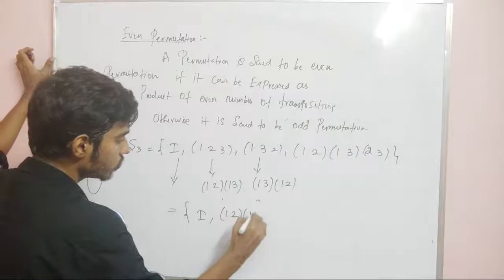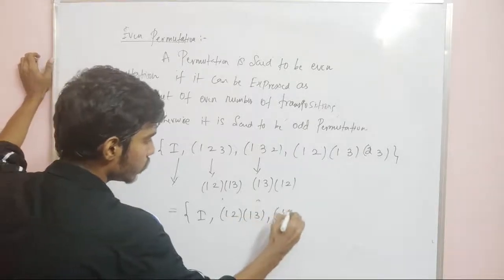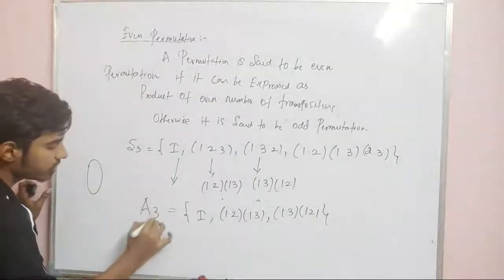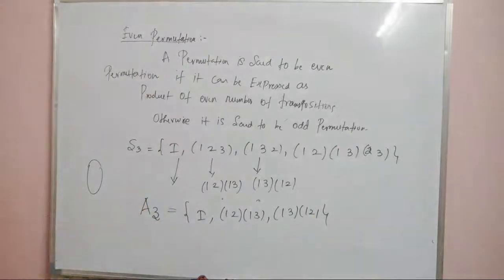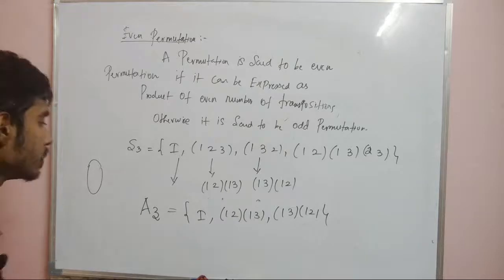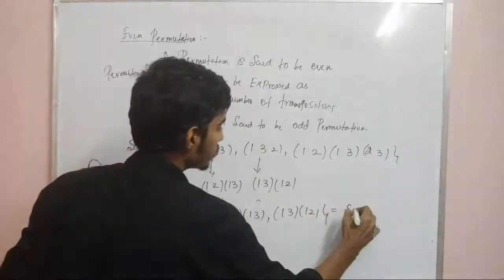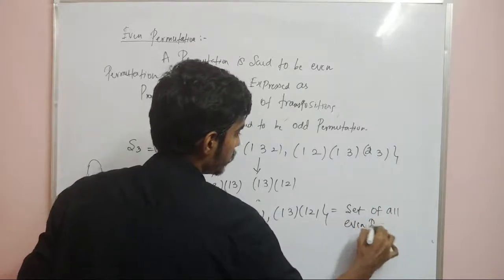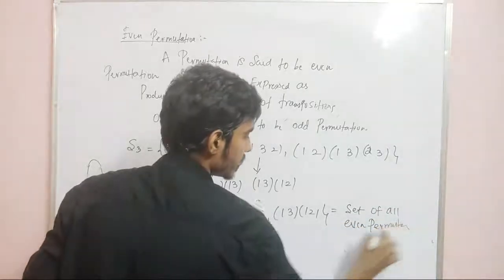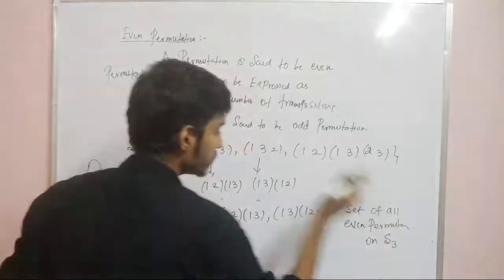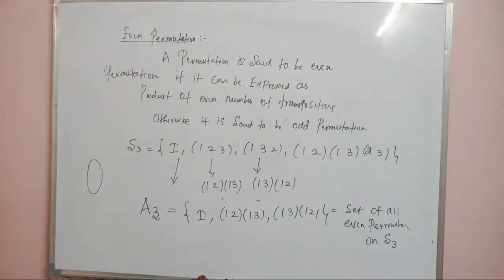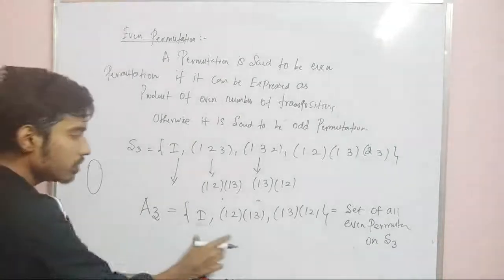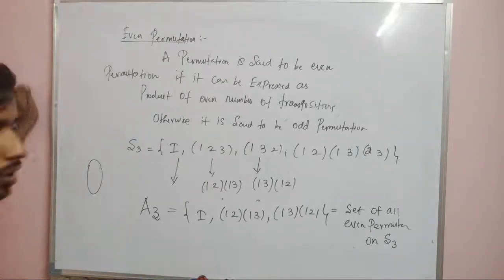So 1 2 1 3 and 1 3 1 2, I am going to call this A3. A3 means the alternating group on 3 symbols, that is, the set of all even permutations on S3. This will be a group.